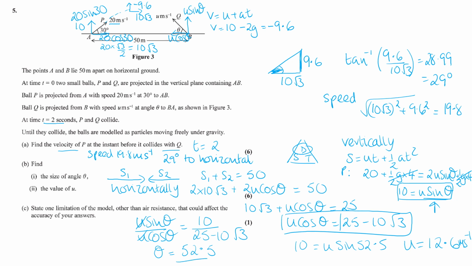And then for part C, state one limitation. Well, you can say the size of the ball is not taken into account, the spin of the ball, or you can say any wind is not taken into account. So they're the limitations of the model, to finish that question for part C.